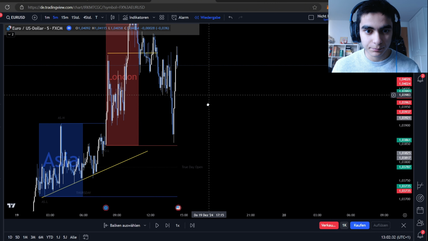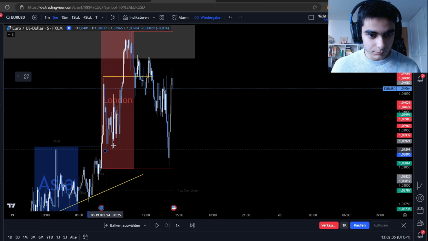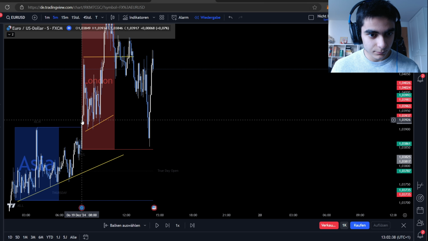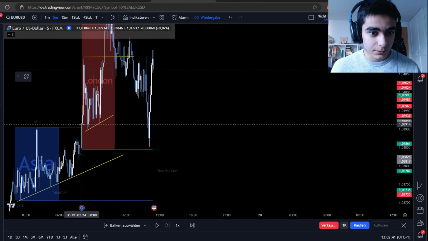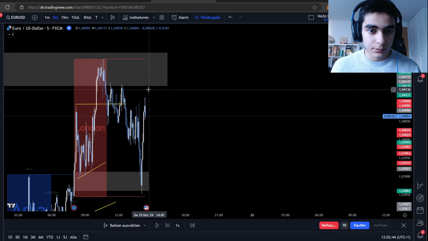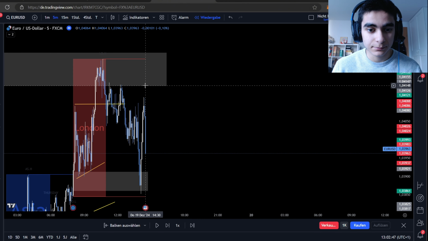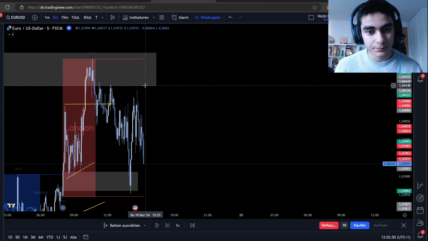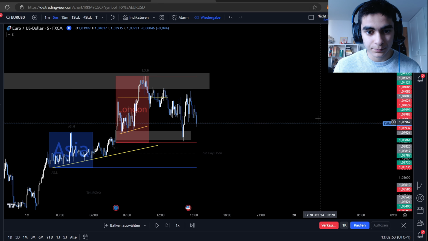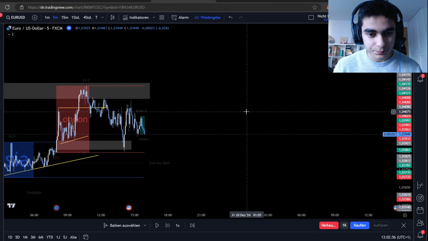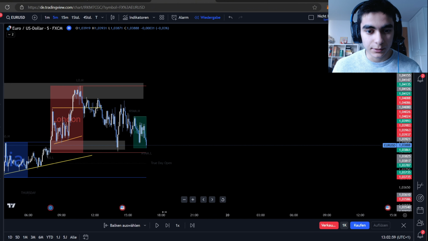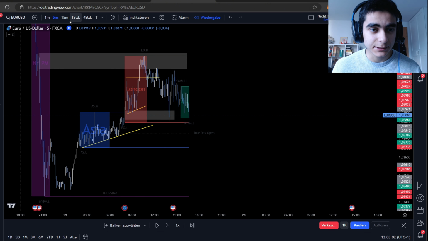Okay. Took this out. Next from this fair value gap and just went higher. Okay, so no trade for this day. Let's see what's going to happen the next day.